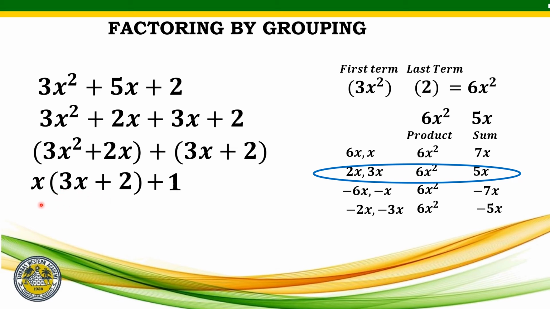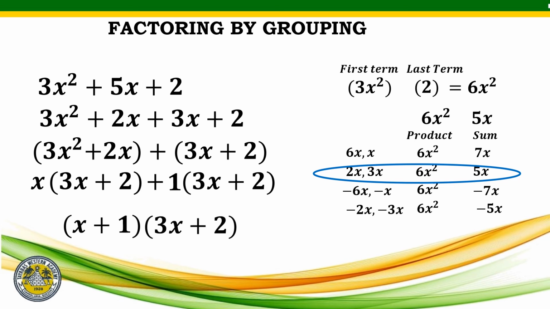Next is, bring down lang natin yung ating second group. So, bakit nagkaroon ng 1 dito? Kasi, di ba, sabi natin, kapag wala tayong nakita dun sa unahan, pero merong plus or negative sign, meron yung automatic na 1. Kaya nilagay natin dito. So, magka-partner ngayon is yung parehas na nasa labas ng parenthesis, at ang susulat lang natin doon sa dalawang magkaparehas ay isa lamang. Pag-iisahin natin. So, we have x plus 1 and 3x plus 2. So, final answer natin is x plus 1 times the quantity 3x plus 2.